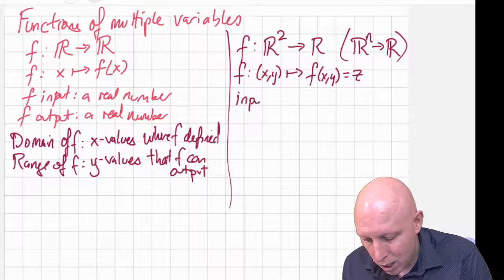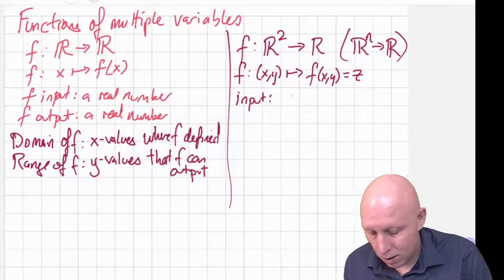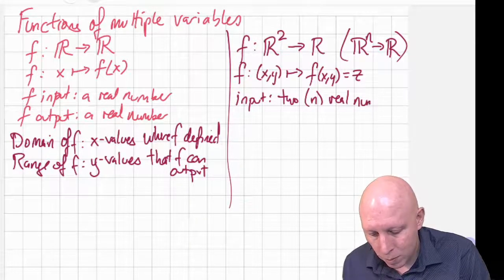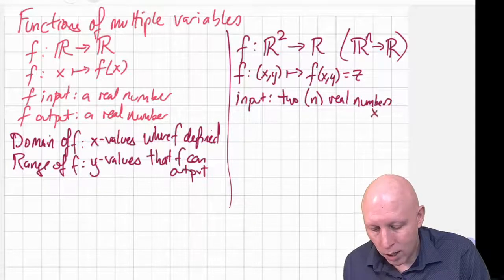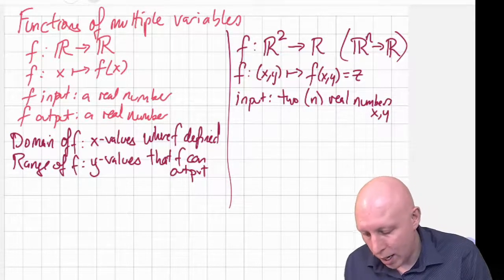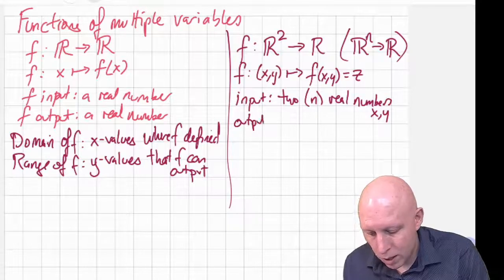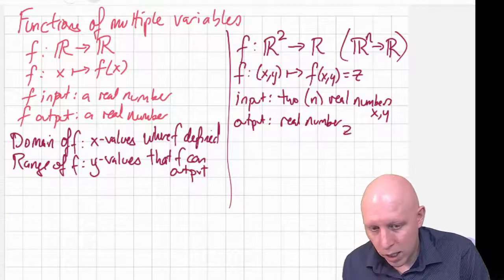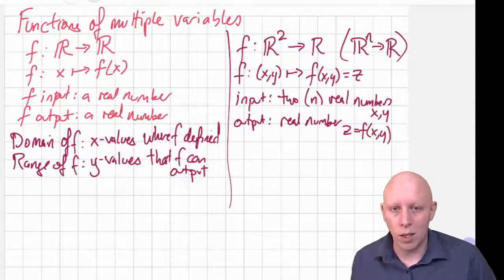So the input here is two real numbers, or n real numbers, x and y, and the output is a real number. z is equal to the function value that you get when you plug in both x and y.